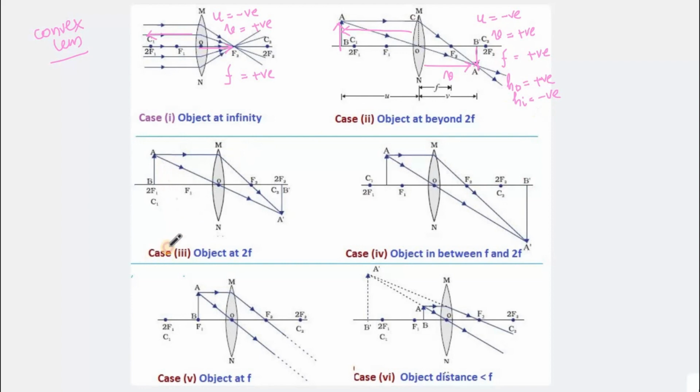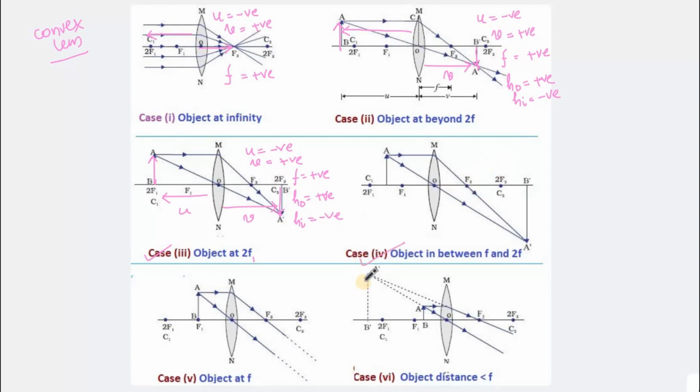Now the third case, that's object at 2f. So here is 2f1. Here you see the object distance is negative, the image distance is positive. This is the image distance, this is the object distance. Then the focal length is positive. The height of the object, as it's lying above the principal axis, is positive. And the image is lying below the principal axis, so the height of the image is negative.